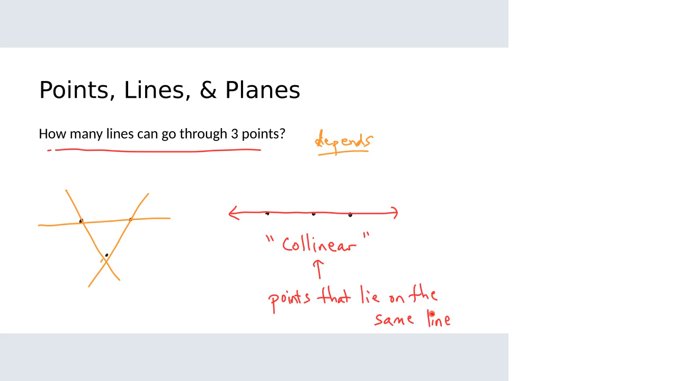Since we have collinear, then as you would probably guess, we would say that these points over here are non-collinear. Those 3 points are not on the same line, and so we can't draw a single line through those.